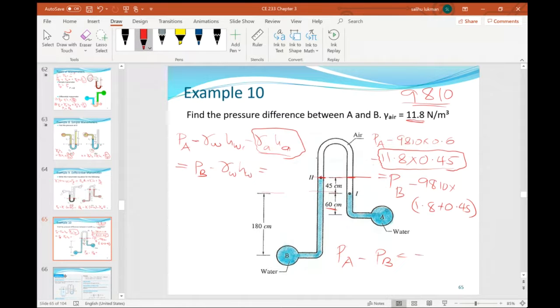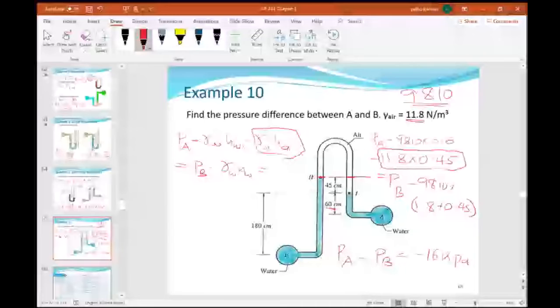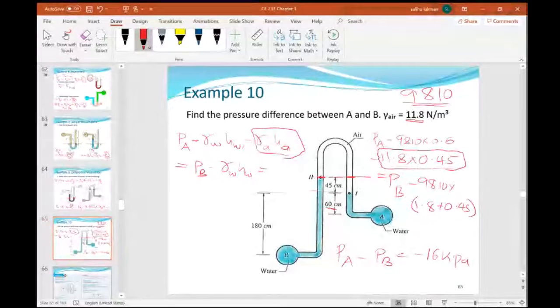So it's minus 16 pascal. Okay, if you want to change it, the difference between A and B will be PA minus PB, so it's going to be 16 kilopascal. Okay, 16 kilopascal.